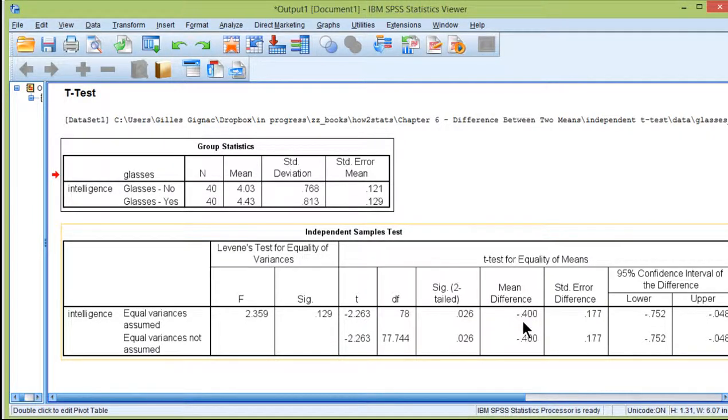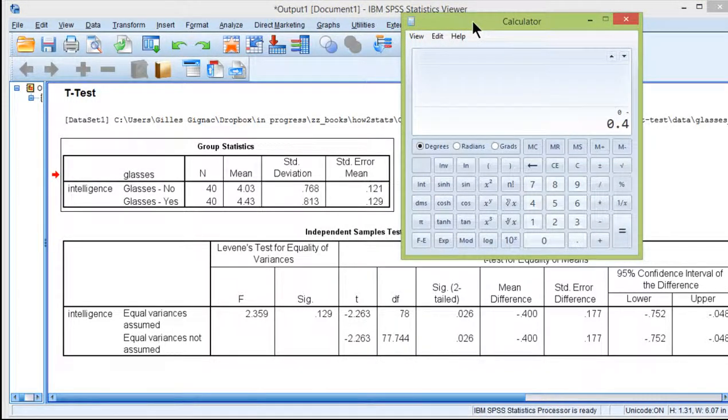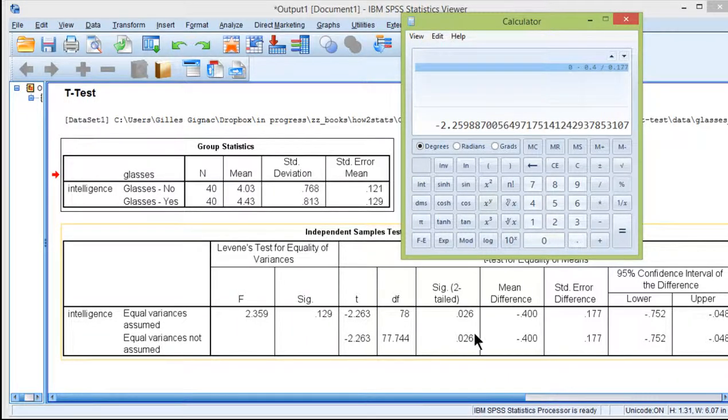SPSS reports simply the mean difference here, so it's literally 4.03 minus 4.43 equals negative 0.40. And this is the standard error associated with that difference. So the standard error of the difference, the denominator portion of the t-test formula, is 0.177. If I calculate the ratio, negative 0.400 divided by 0.177, I get the t-value within decimal places, basically the same thing. Mean difference divided by the standard error of the difference.